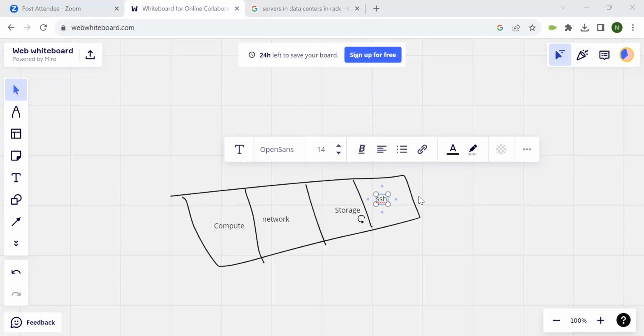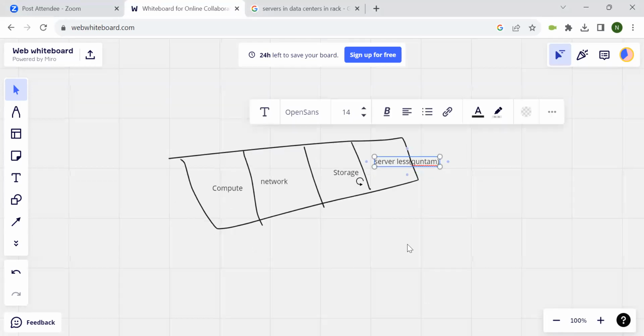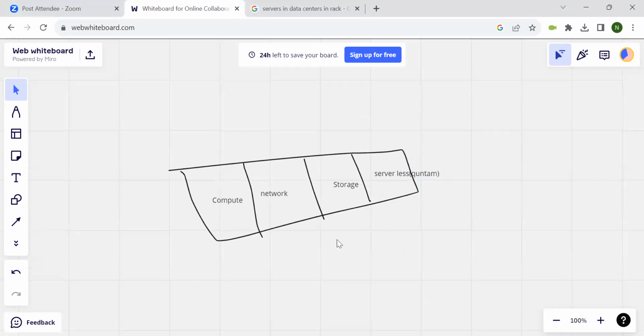Okay, this is not SSH related. There are some other services, for example network related services, compute, storage, and serverless services. These are the services which will be provided by the cloud vendors.